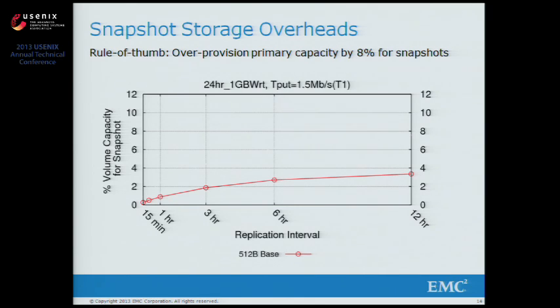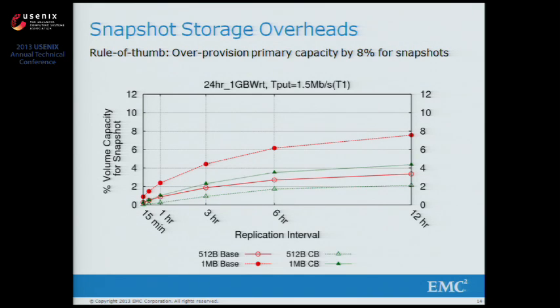So in this, the first line I'm showing is with a very small block size of a single sector, 512 bytes. And you can see that the storage capacity required grows to about 4% at 12 hours of replication. If we consider a much larger block size, 1 megabyte, you can see that it's as high as 8% overheads for capacity. And we considered all block sizes in powers of 2 between 1 sector and 1 megabyte. And those lines fall naturally between these 2 extreme points.